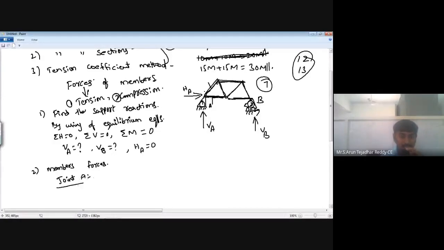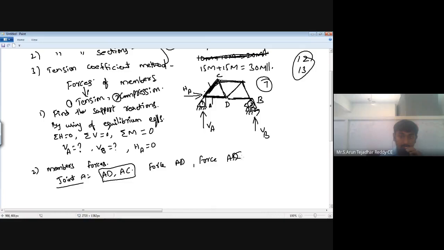In this joint A, how many members are acting here? First check: one member here, and a second member here. Imagine this is C, and from joint A, here D. Totally 2 members are acting, A to D and A to C. So if we take joint A, we get 2 unknown forces here: force AD and force AC.